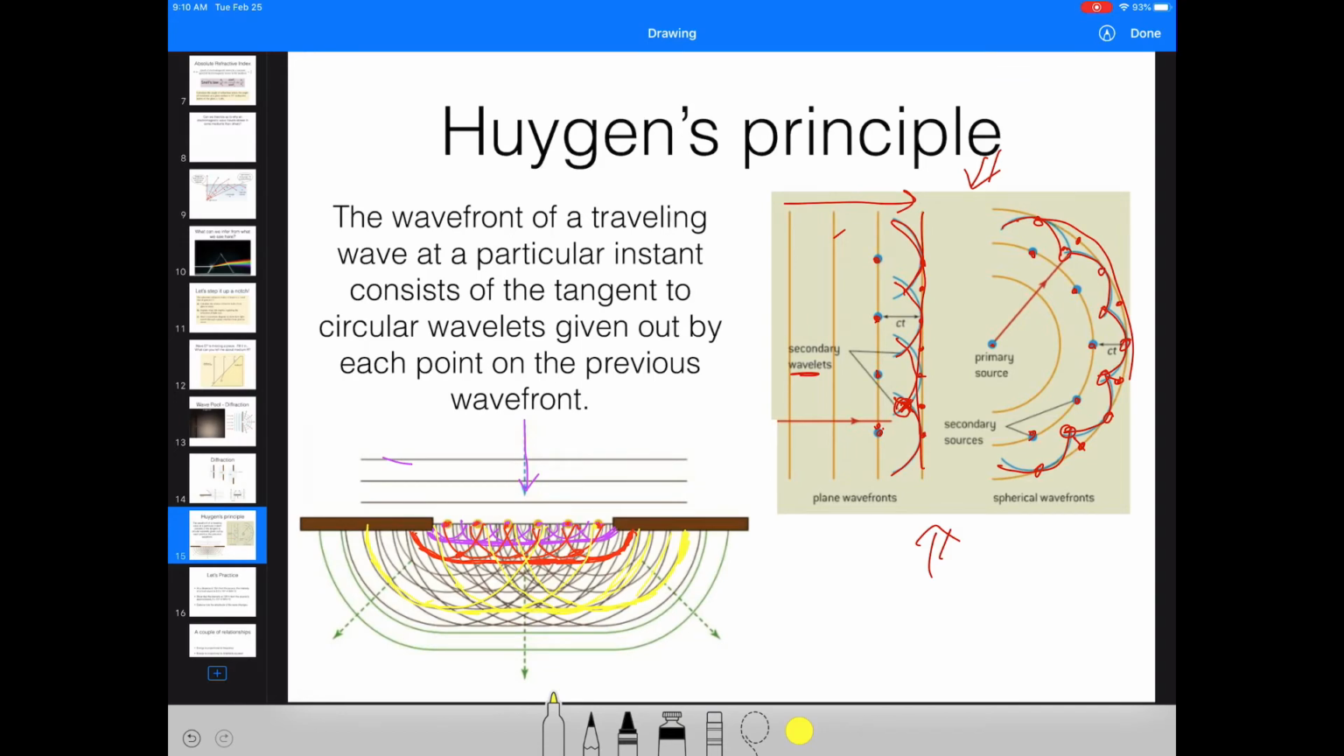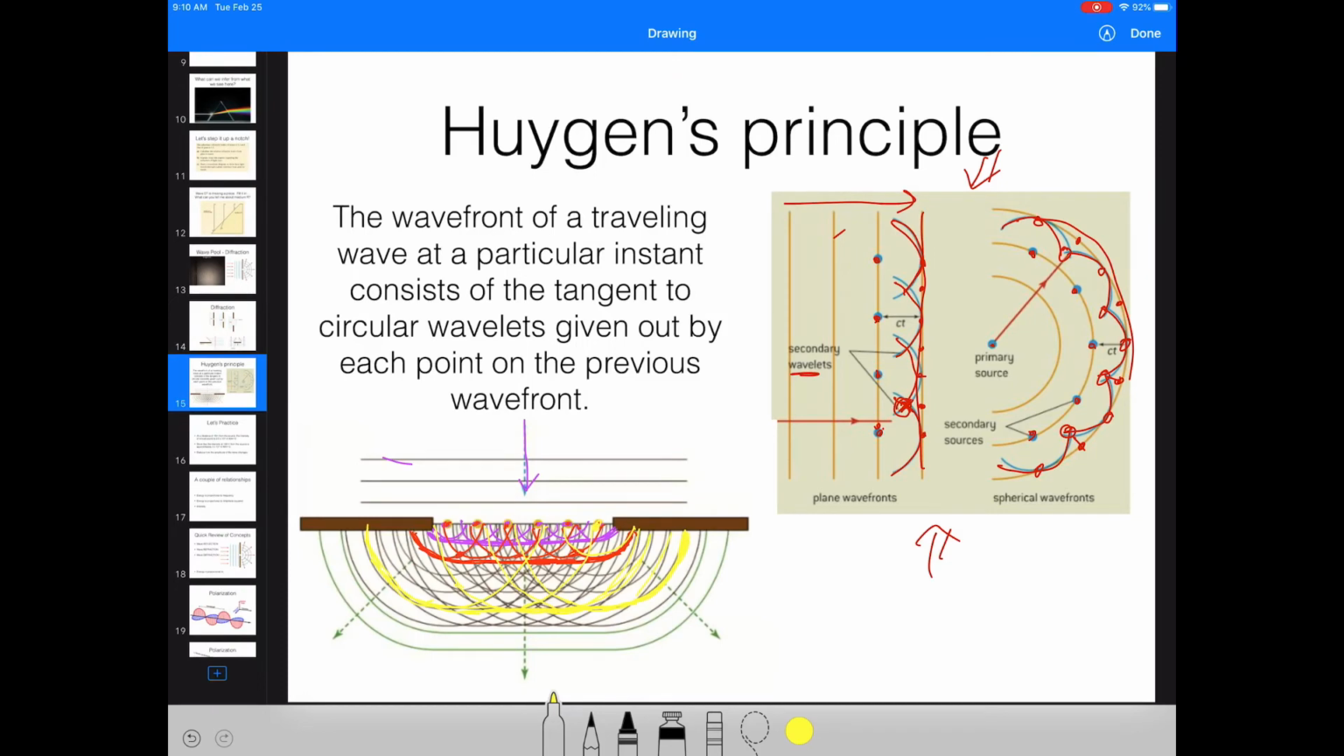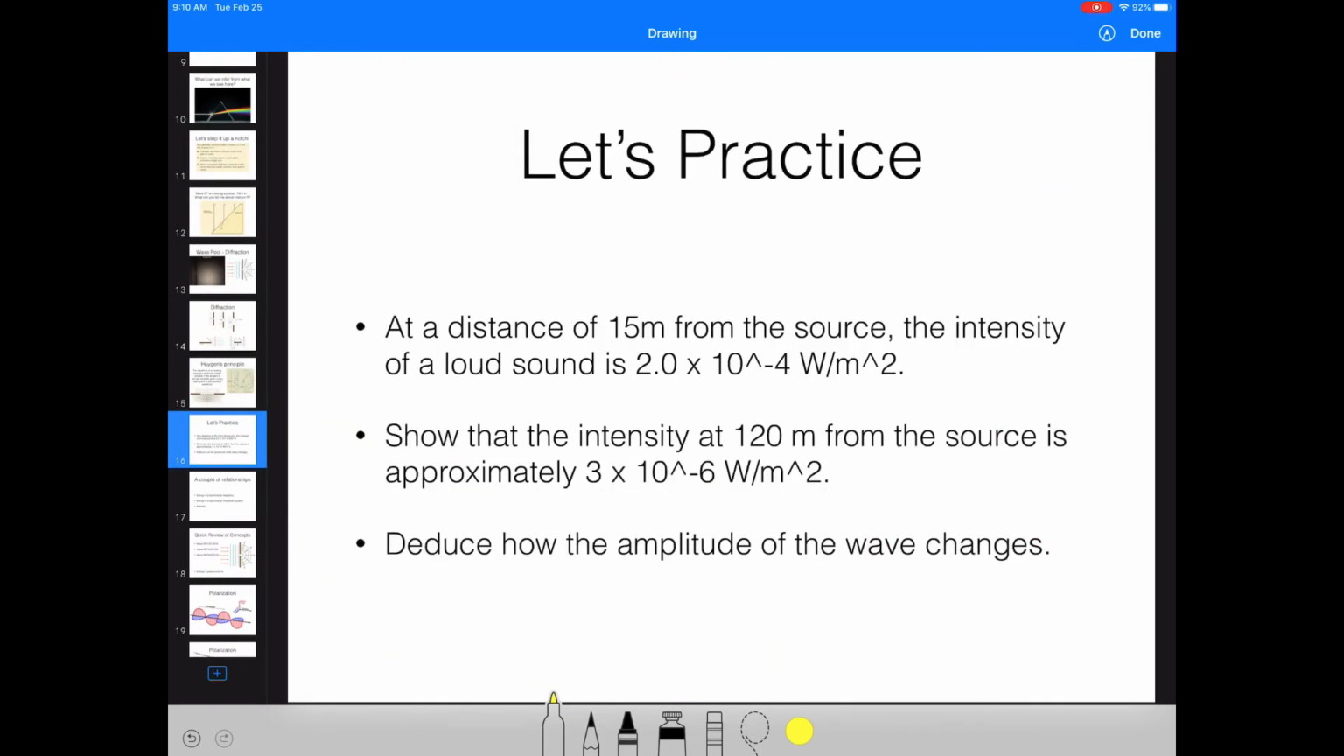And so you can see how, using Huygens' principle, it makes sense that if every single point emanates out in all directions, then we would get this kind of diffraction, this spreading out, and that allows us to figure out what that spreading out would look like. So that's Huygens' principle. It's an idea that you should know. I think that's good. Let's move on.